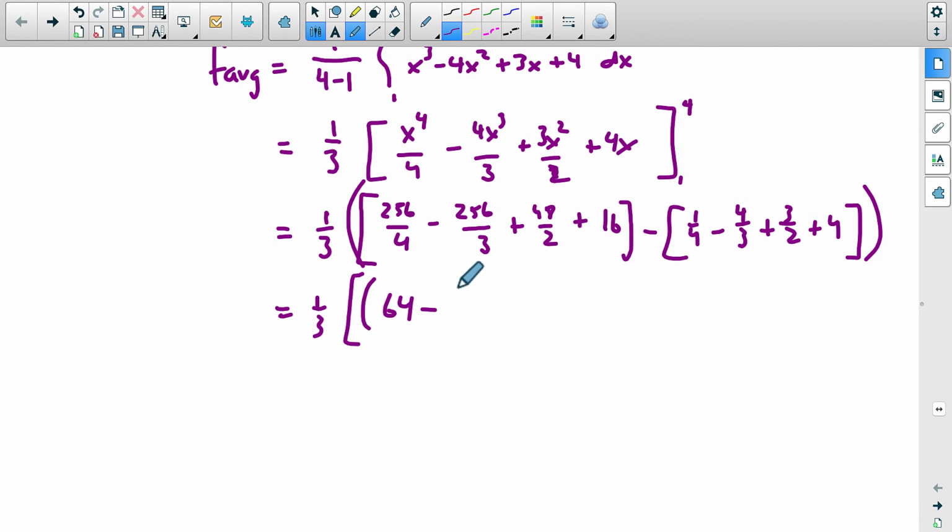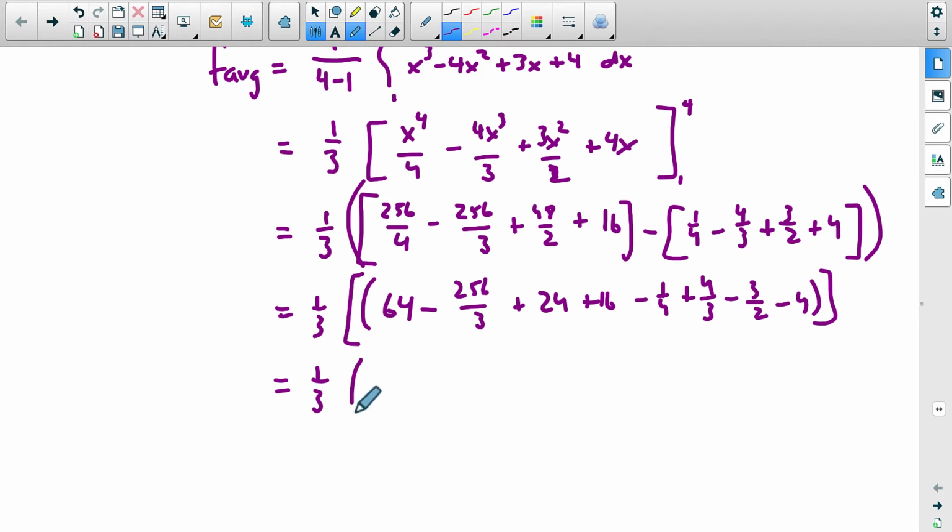256 divided by 3, I'm afraid, doesn't go in evenly, so we'll have to keep that. 48 divided by 2 is 24. Then we have our 16 here. And actually, you know what I'm going to do? I'm going to distribute that negative right there. So I'm going to have negative 1/4, negative negative makes a plus 4/3, negative 3/2, and negative 4. I've got too many brackets, but that's okay.